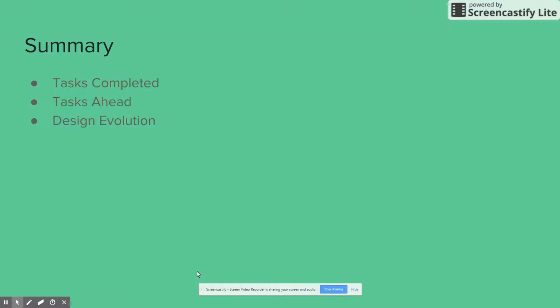So today I covered tasks completed, tasks ahead, and some of our design evolution.